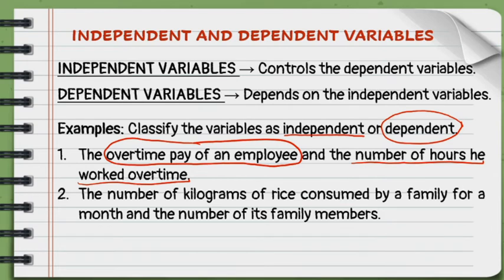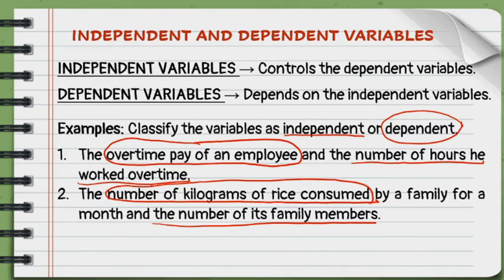Next, number 2. The number of kilograms of rice consumed by a family for a month and the number of its family members. Ang independent ay number of family members. Ito yung kumokontrol sa dependent variables natin na number of kilograms of rice consumed. Kasi kung gaano kadami number ng family members, ganon nakadepende kung gaano kadami yung number din ng kilograms na mauubos ng family in a month.